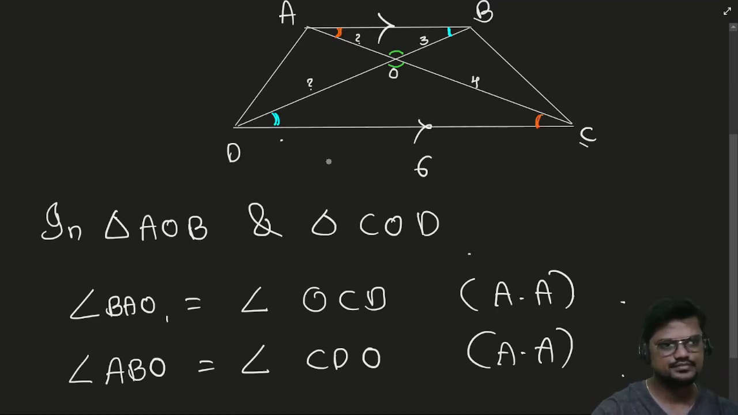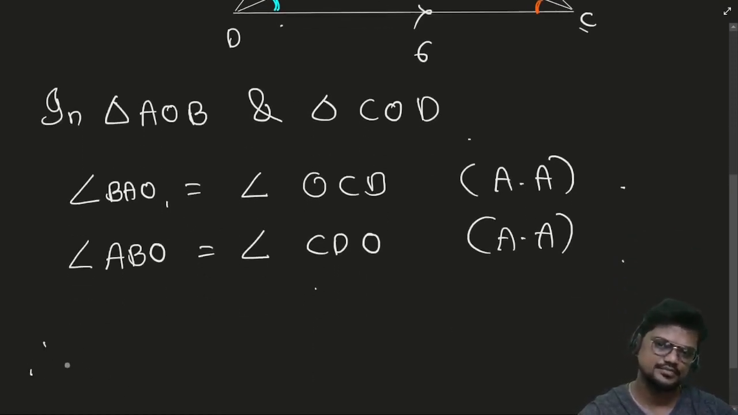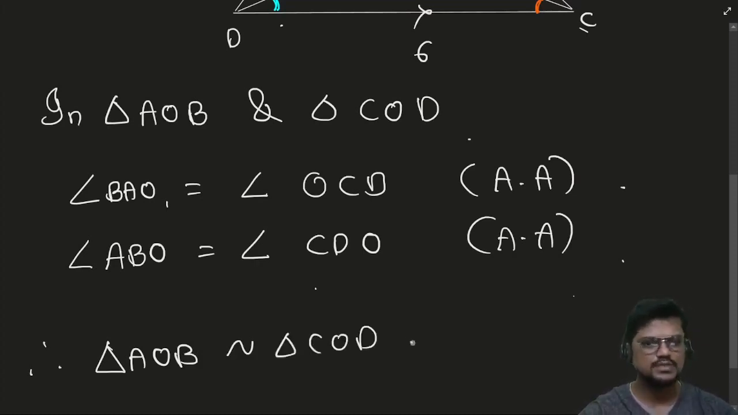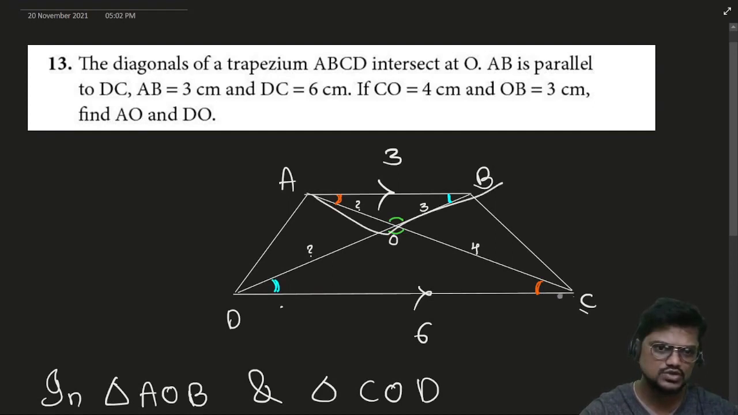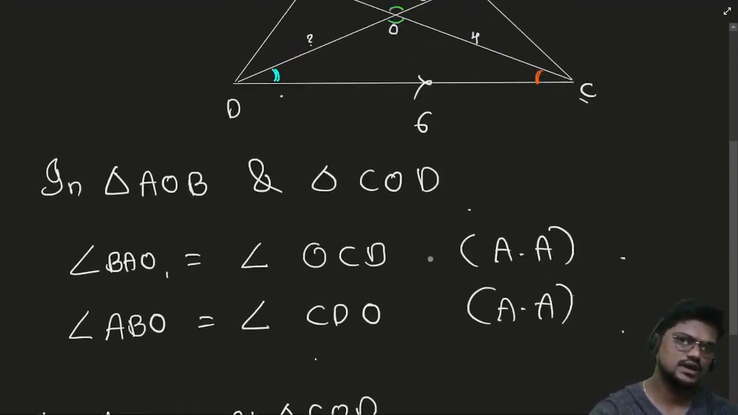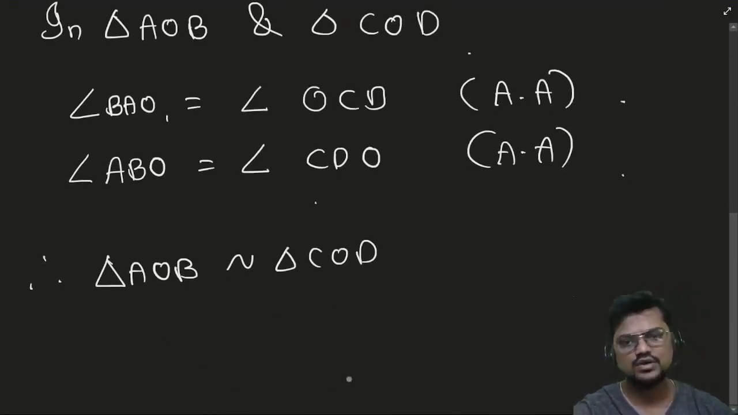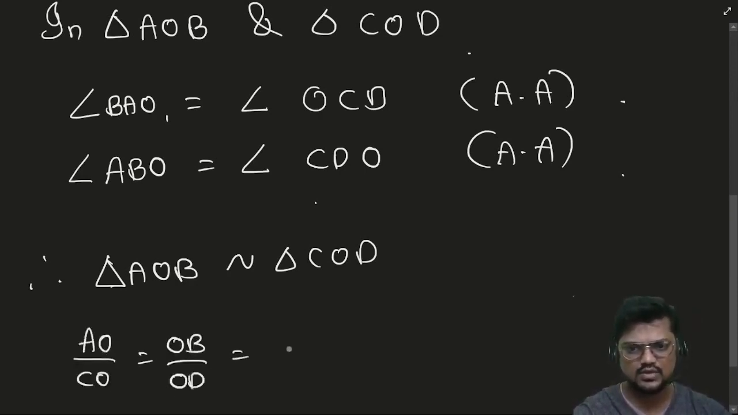Got it? Perfect. Now, if the two angles are equal, then can I say that the two triangles are similar? Therefore, triangle AOB will be similar to triangle COD. Please mind the sequence. If I am writing AOB, it should be COD only. Why? Because this angle is equal to this angle, and this angle is equal to this. Getting it? So now if these two triangles are similar, then I can say that the corresponding sides are proportional. That is, AO upon CO will be equal to OB upon OD will be equal to AB upon CD.